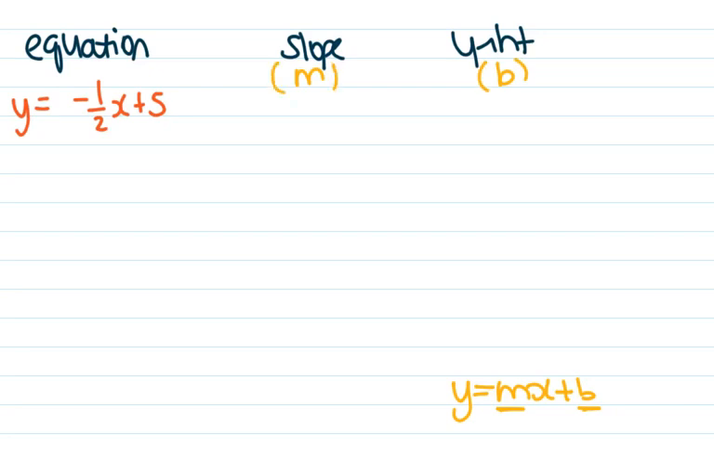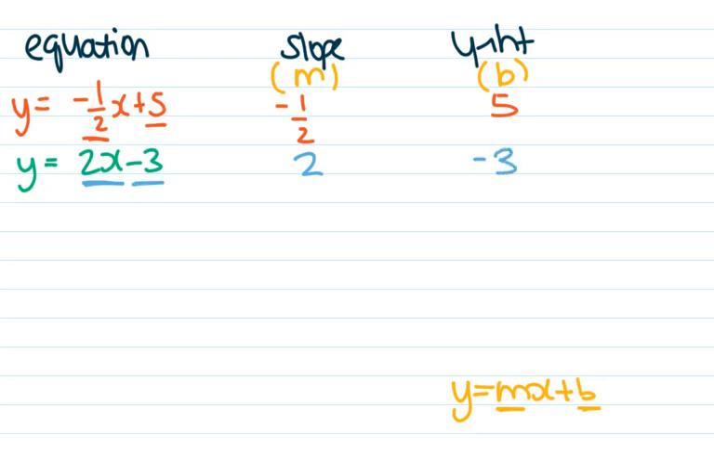All right, so you need to look in your equation. The number that is in front of the x is the slope, and the number that's by itself is the y-intercept. So in this situation here, the number that's in front of the x is negative 1/2, and the y-intercept, which is the number by itself, is 5. All right, the next equation, y equals 2x minus 3. The number that's attached to the x is 2, so that's our slope. And the number that's by itself is negative 3. Don't forget about that negative sign.